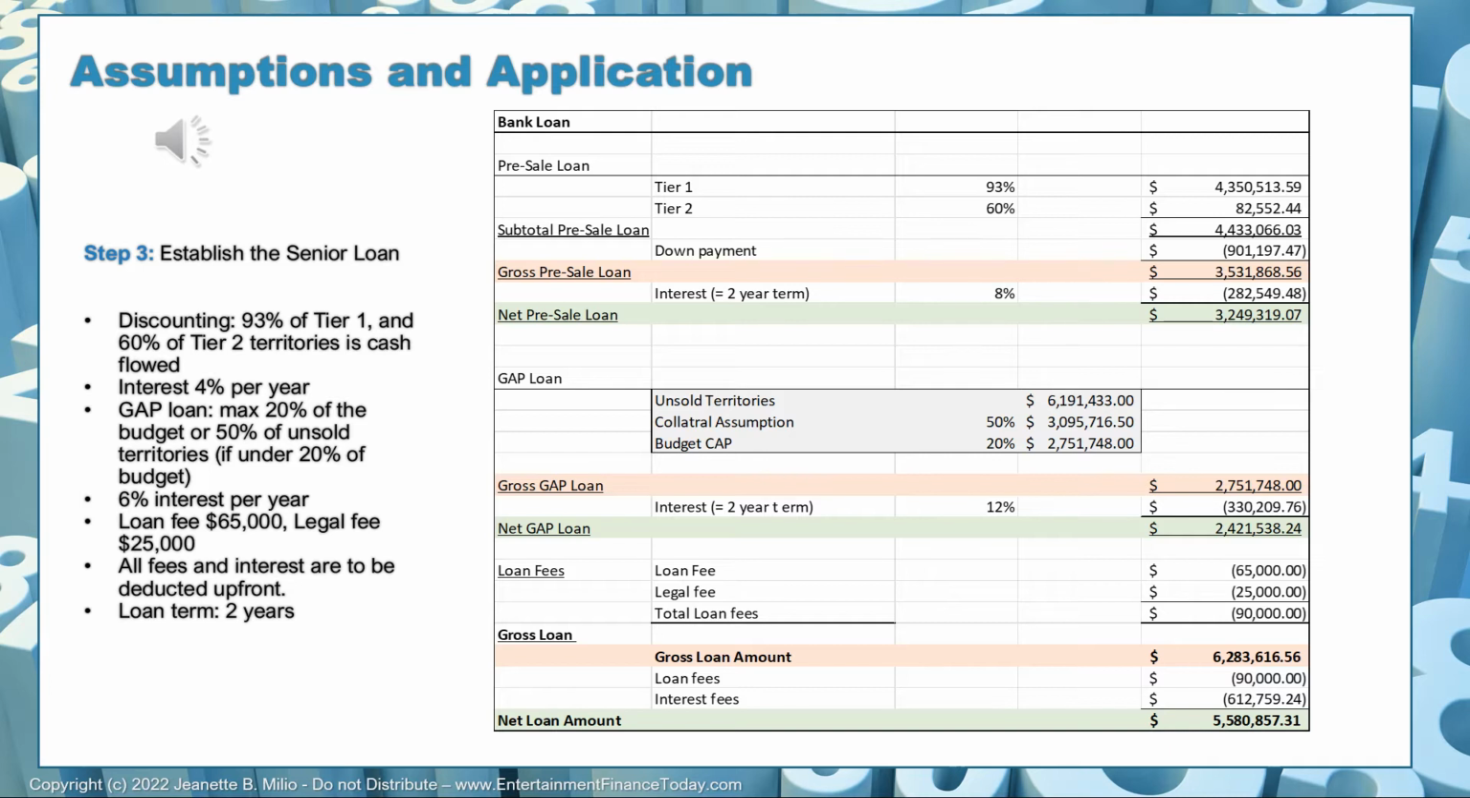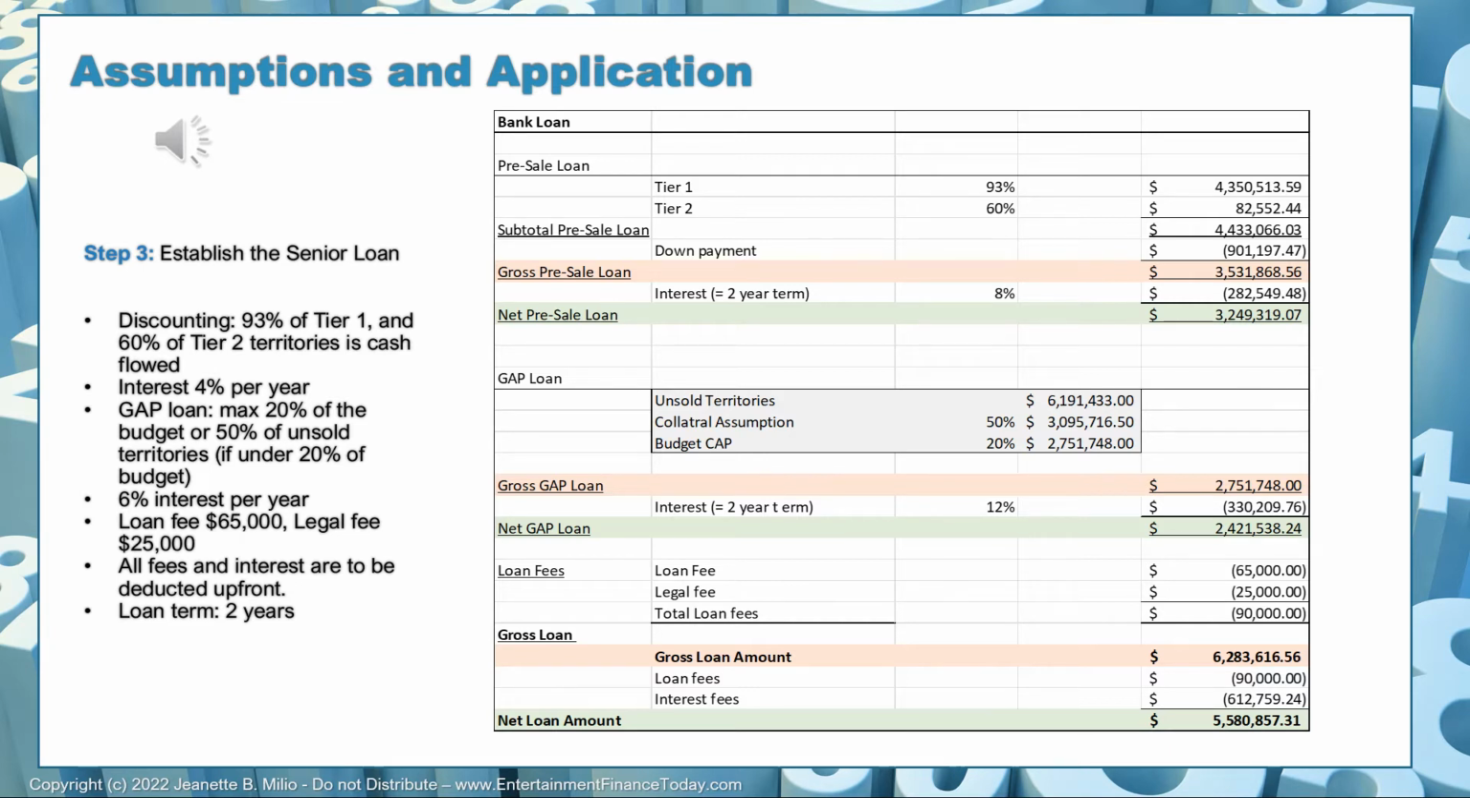In order to figure out our gap loan, we have to first figure out how many unsold right territories we have left, because that is the collateral for the gap loan. The lender will look at the unsold rights by looking at the entire sales estimates and deducting the pre-sales. And that number gets us 6,191,433 in unsold rights. The bank will only ever give us 50% of that.